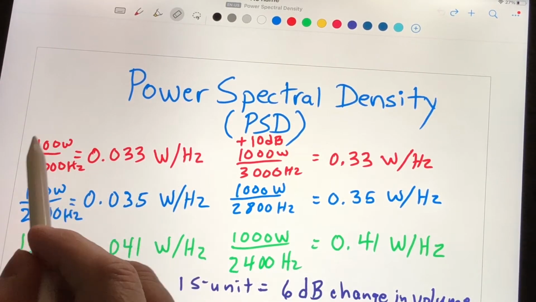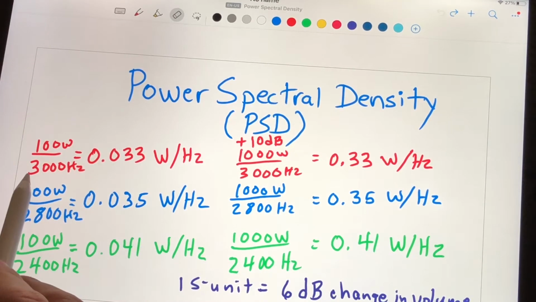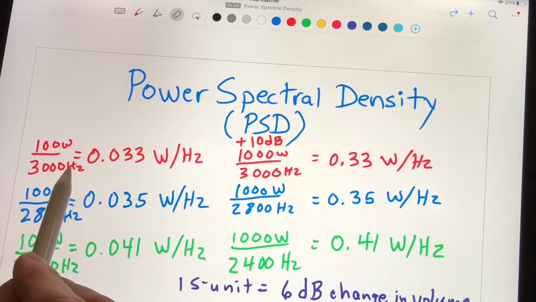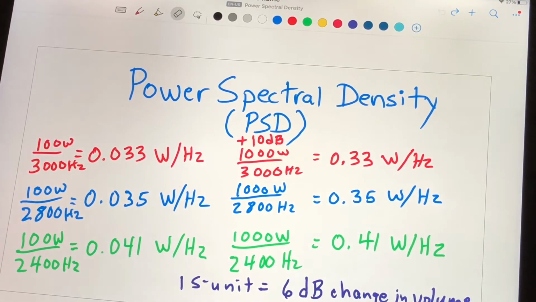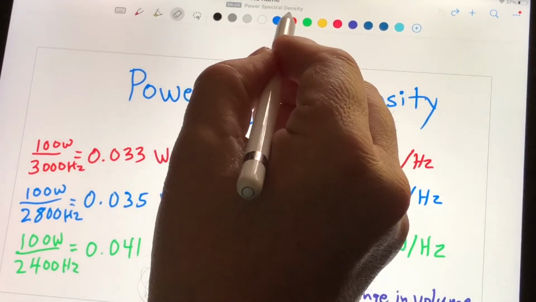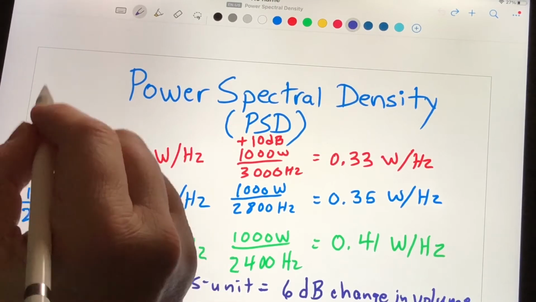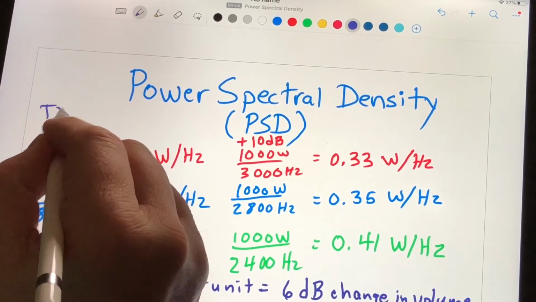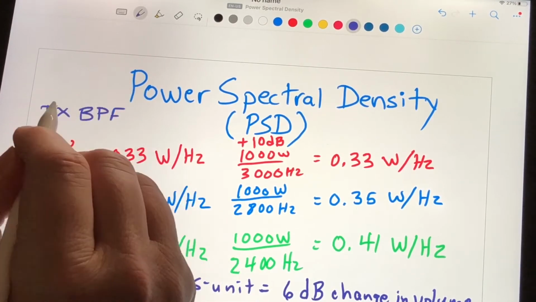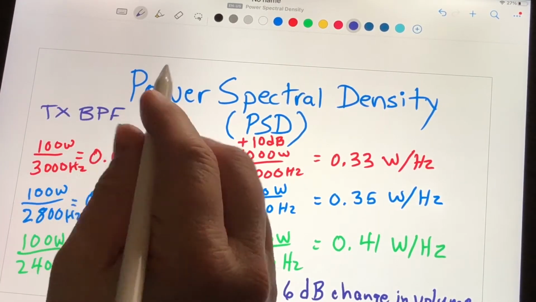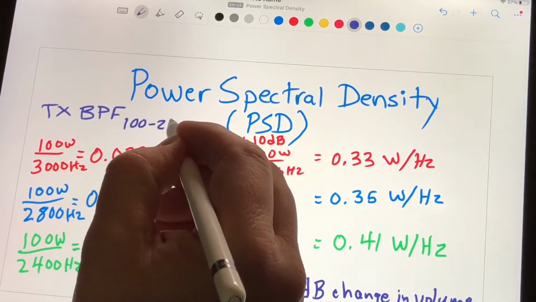Let's say that you have a 100 watt transmitter and you're running a 3,000 hertz bandwidth. Now, where that comes into play is in our radios, we have a setting in there, TX BPF, transmit bandpass filter. And a lot of radios will offer a 100 to 2900.